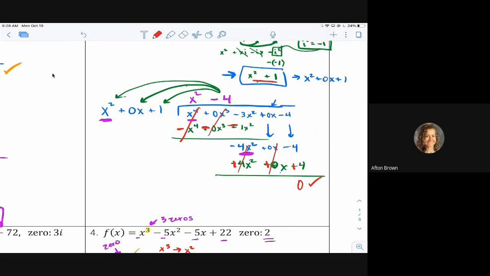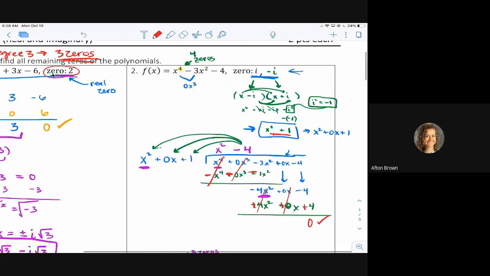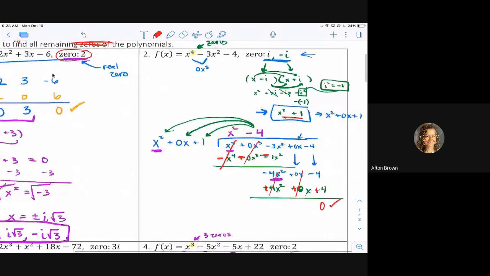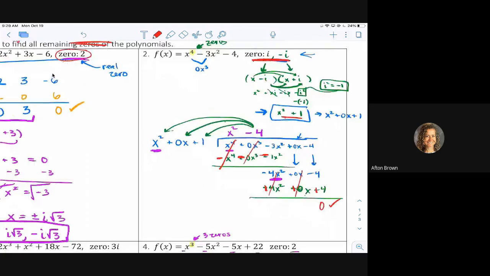And now I know you're going like, oh my gosh, are we not done? Because our goal is to find 4 total zeros. Right now, we have 2 zeros. How many more zeros do we have to find? 2.